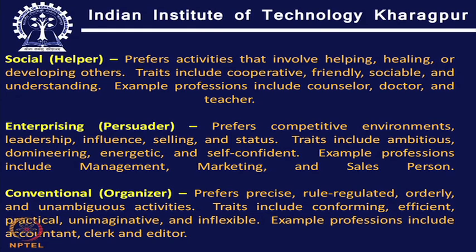Conventional prefers precise, rule-regulated, orderly and unambiguous activities. Traits include conforming, efficient, practical, unimaginative and inflexible. Professions are accountant, clerk and editor.